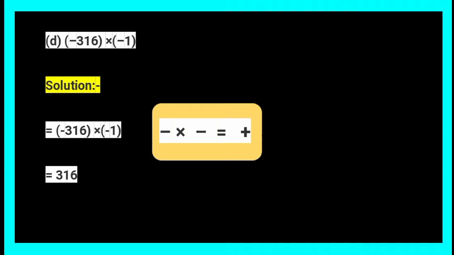D is minus 316 multiplied by minus 1. Again both the numbers are negative. So we know that minus minus plus. So 316 multiplied by 1 is equal to 316. So answer is positive here because minus minus becomes plus.